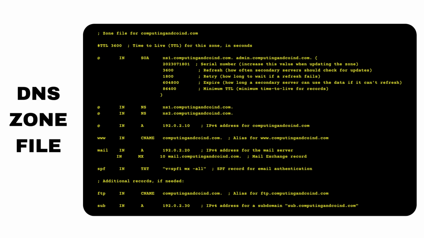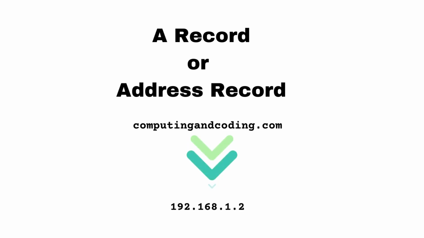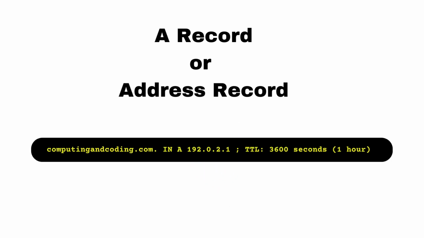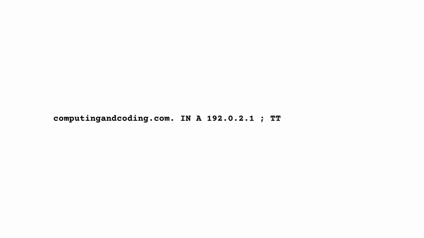The most common type of DNS record is an A record. This is what resolves a domain name to an IP address. To be specific, it resolves to the IPv4 address. A sample A record looks like this. The entry follows the standard format for A records in a zone file.